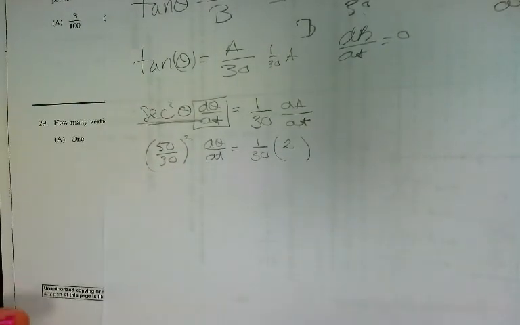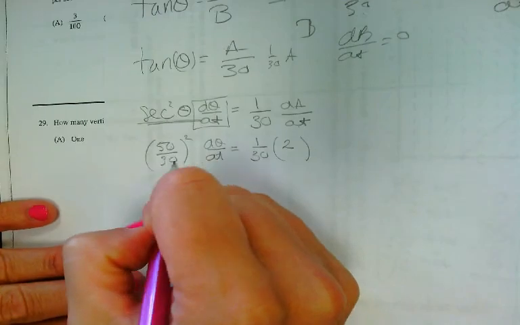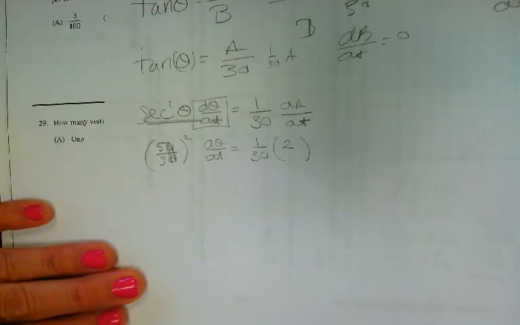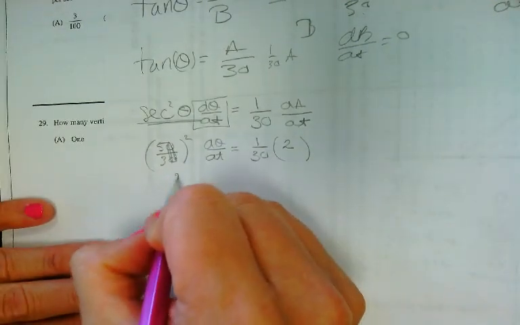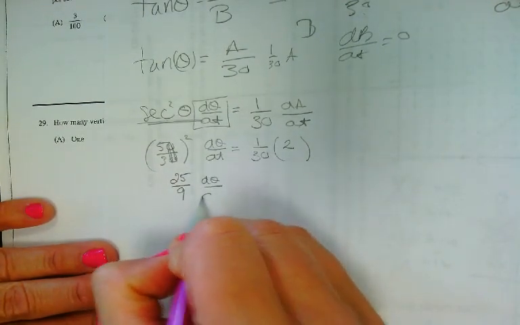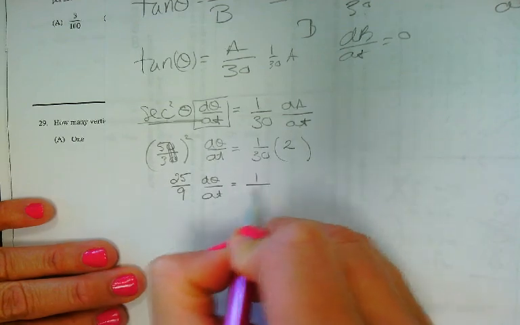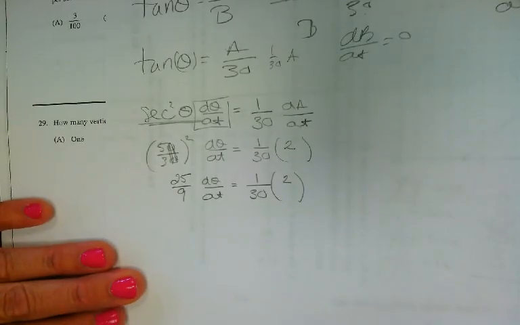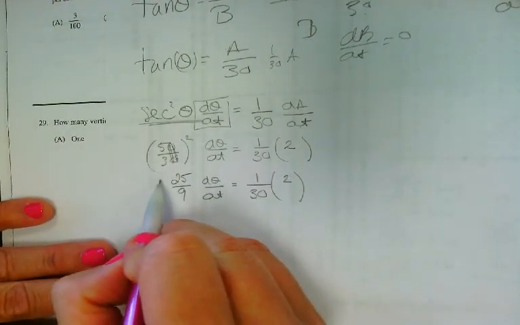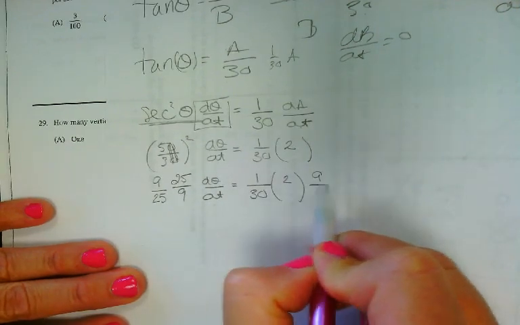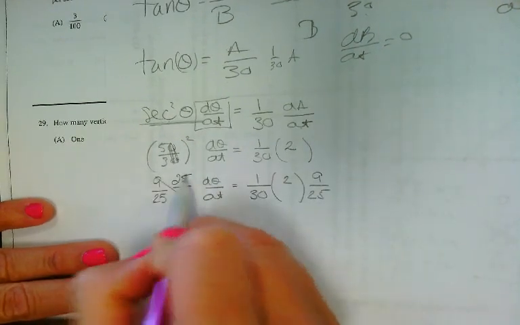Now I'm not actually going to square all that because what can happen with my zeros here? They can just divide out to 5/3. So I really have 25/9 d theta dt equals 1/30th times 2. Okay, then again, to get this by itself, I'm going to multiply by the reciprocal. I'm going to go 9 over 25, 9 over 25.